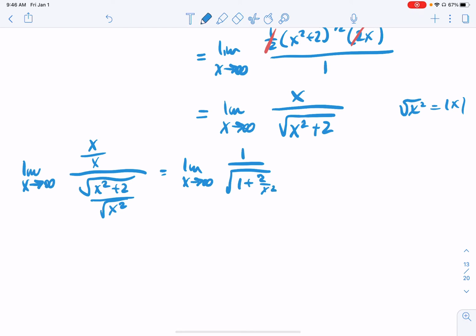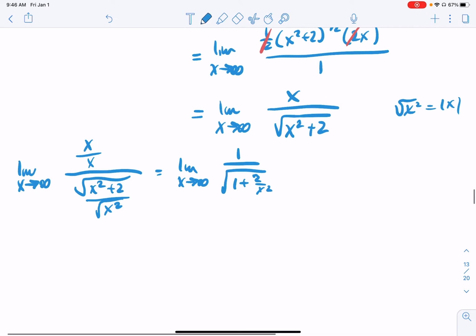All right, I could go ahead and take the limit. The only thing that's going to be affected by that infinity is this second term down here on the bottom. That's going to go to 0, and I have 1 over the square root of 1, which is just 1. That is a horizontal asymptote because it's a finite number. It's not infinite. So this is a horizontal asymptote.